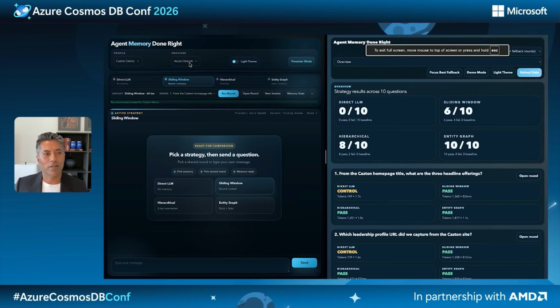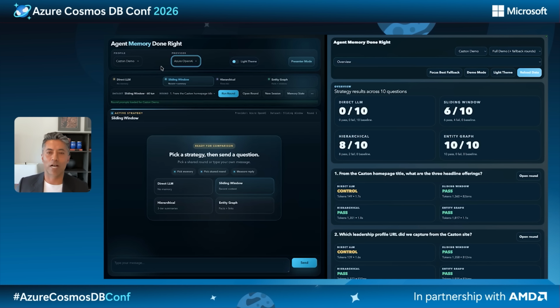As you can see here, I've got 2 providers. Here's Azure OpenAI, and you can also click OpenAI. It'll work with both the keys. So if you have Azure OpenAI, assuming you have the same exact keys for whatever model you're trying to use. Here's 2 different demos. One is Cazton and another one is default. And remember, they're both fake data, so please feel free to use your own data.